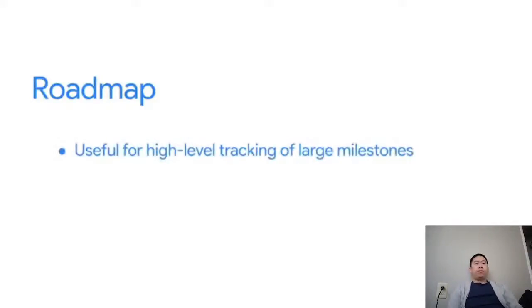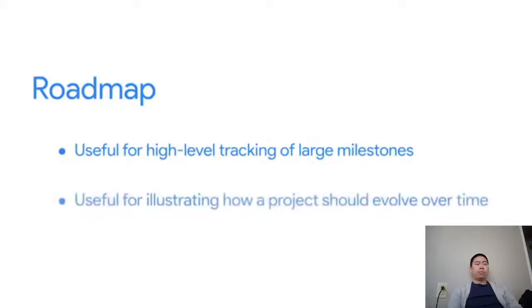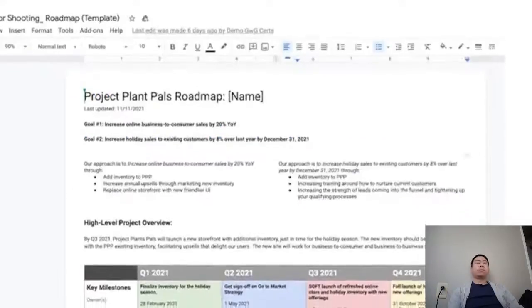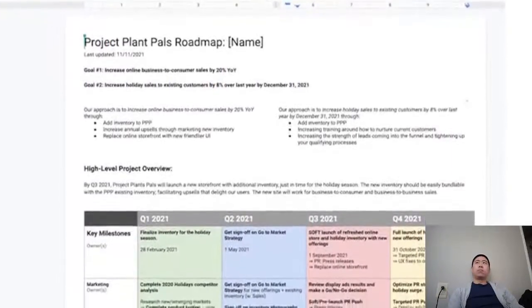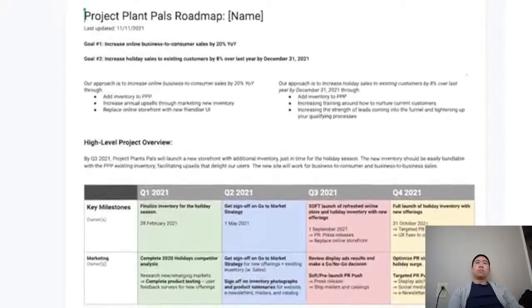Another common tracking method we have here at Google is a roadmap. A roadmap is best suited for when you need a way to track big milestones in your project. It's useful for illustrating how a project should evolve over time to a team and key stakeholders. Here's an example. A roadmap might list your project's goals at the top and a description of the approach you'll be taking to meet those goals.